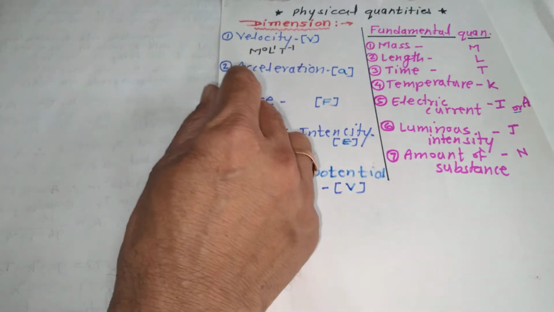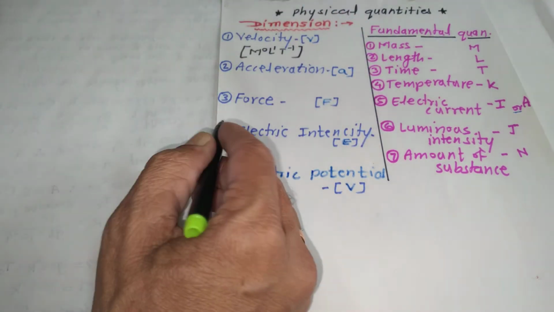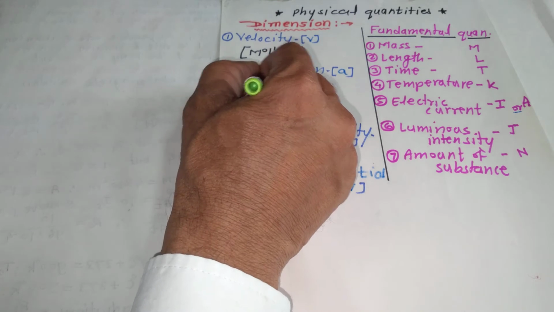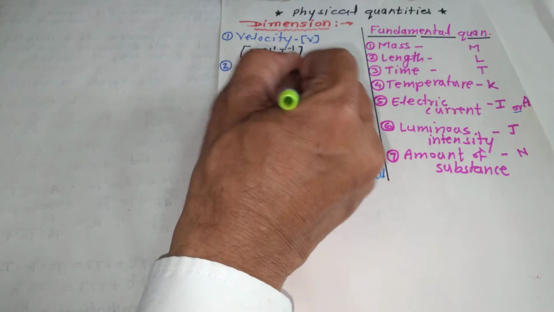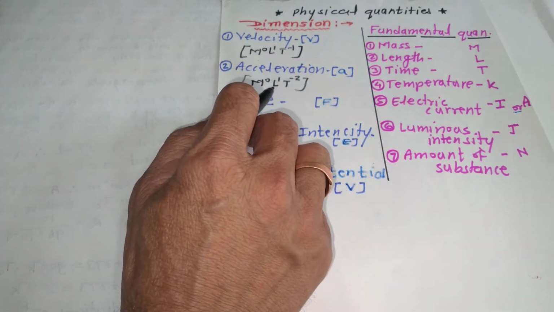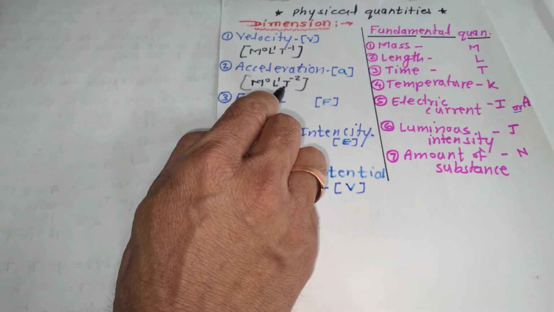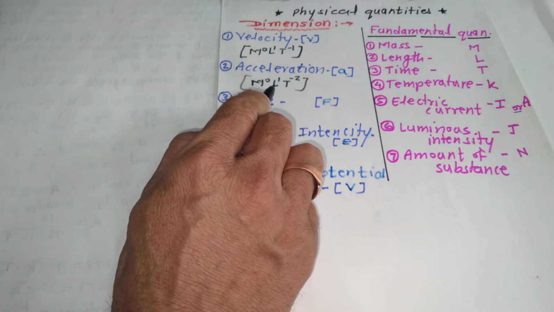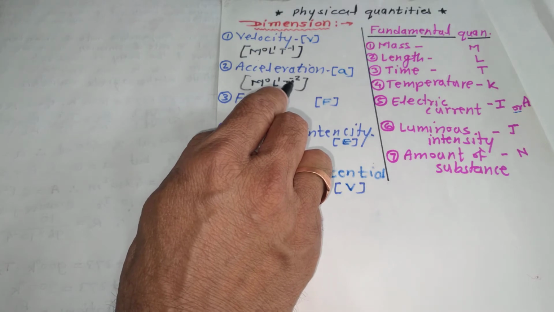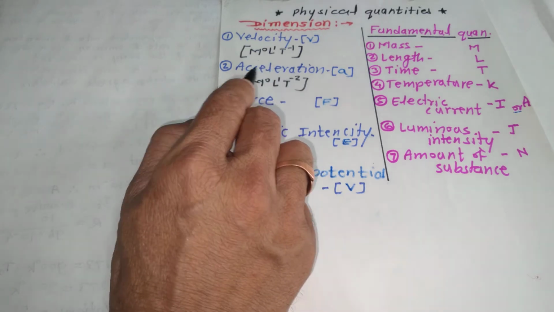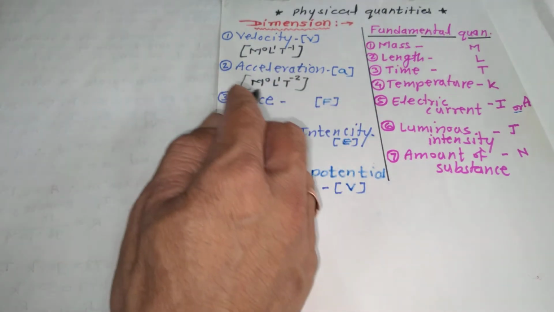Similarly, you can obtain the dimension of acceleration. And let me clarify, dimension is written in terms of this square bracket. Dimension of acceleration is M raised to 0, L raised to 1, T raised to minus 2. इसका मतलब ये हुआ, acceleration depends upon the length with power 1 and acceleration depends upon the time with power minus 2. इसका मतलब ये भी हो सकता है कि acceleration does not depend upon the mass and does not depend on other fundamental quantities. This is what dimension means.